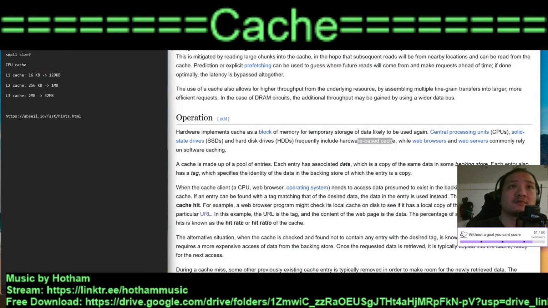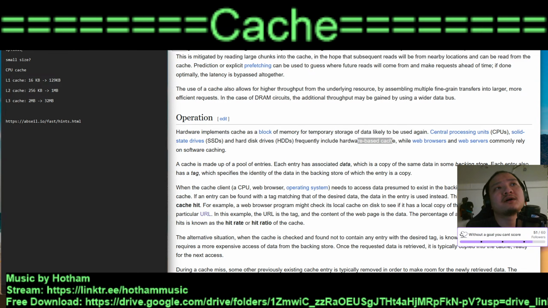So everything that's optimized for fast retrieval requires some sort of cache, be like RAM, CPU, PC, anything.